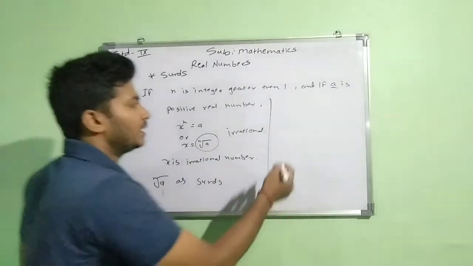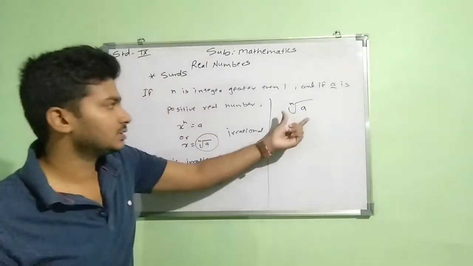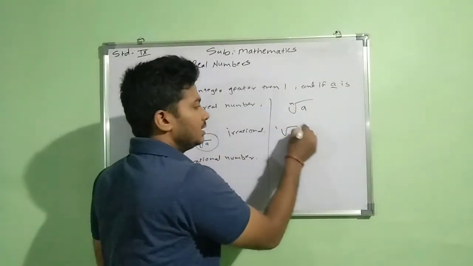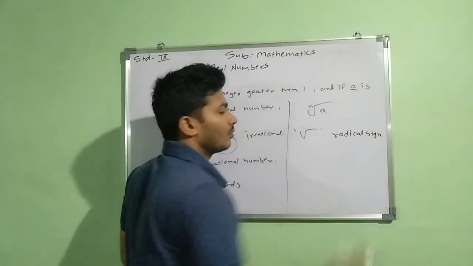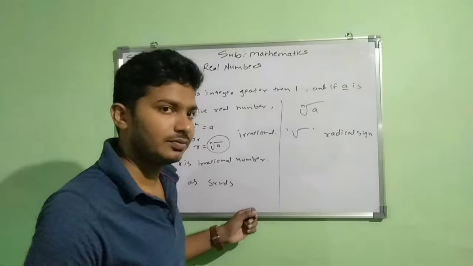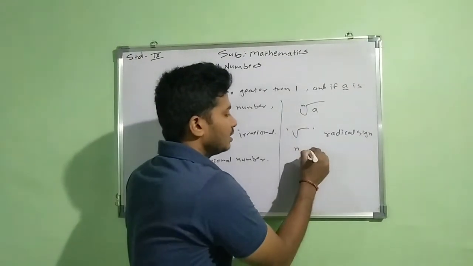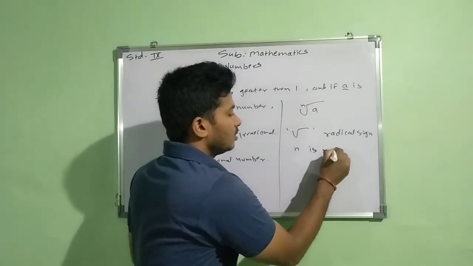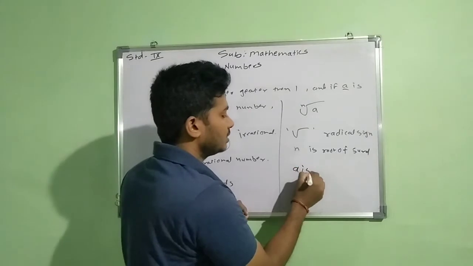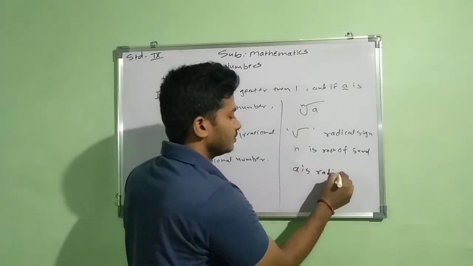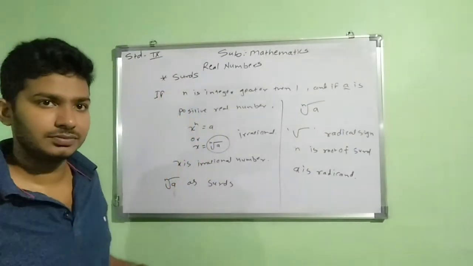So the symbol will be like the nth root of a, which is called a surd, where that sign is called the radical sign, that n is the order of the surd, and that a is called the radicand. So that will be the definition of surds.